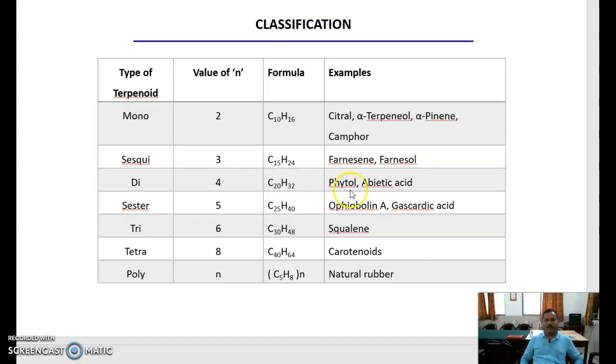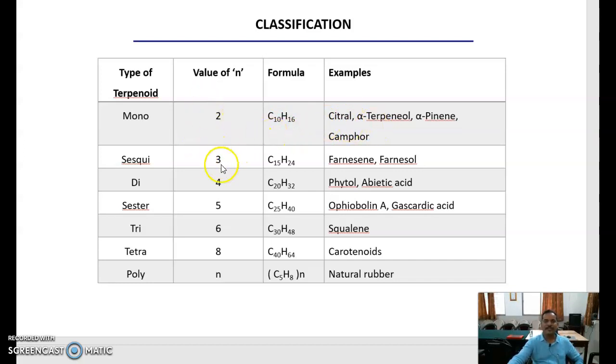Now let's see the classification of terpenoids. Depending upon the value of n in the formula (C5H8)n, these terpenoids are classified. If the value of n is 2, then the terpenoid is called a monoterpenoid. Its formula will become C10H16. The examples of monoterpenoids are citral, alpha terpineol, alpha pinene, and camphor. You have to remember these examples because in small questions like fill in the blanks or multiple choice questions, these types of questions are asked, like citral is a monoterpenoid, alpha terpineol is a monoterpenoid. So you have to remember this.